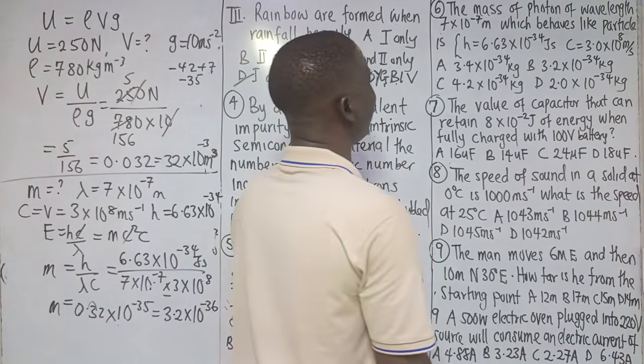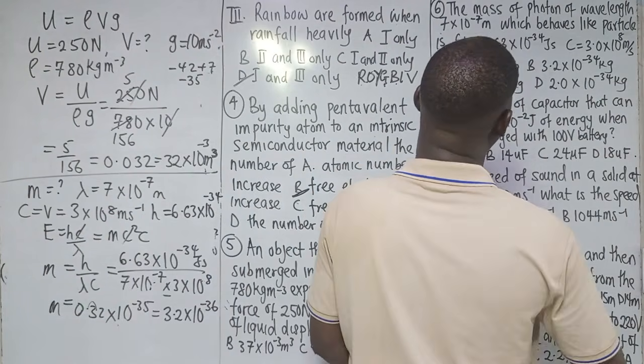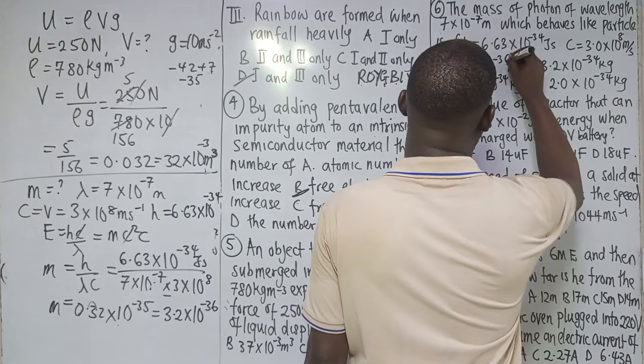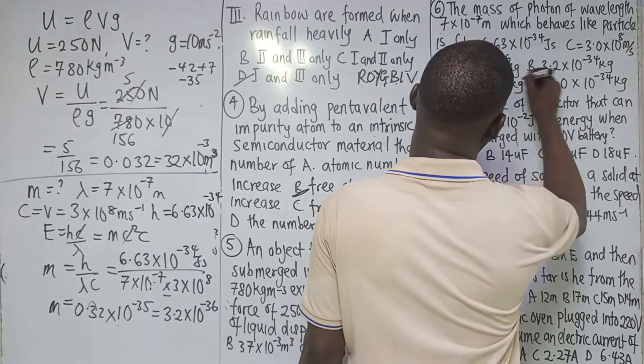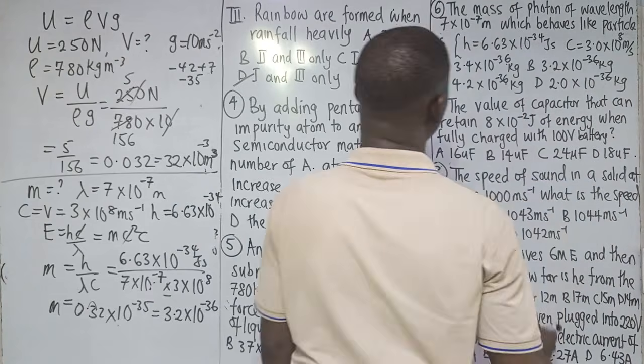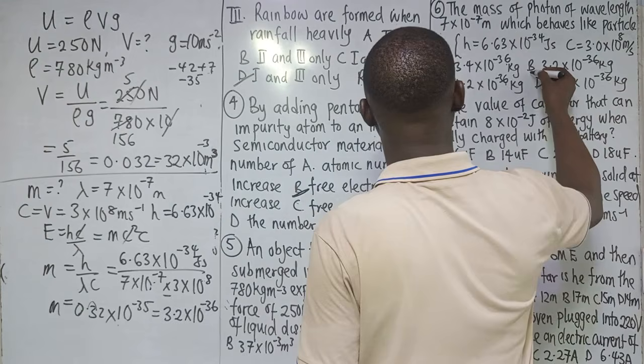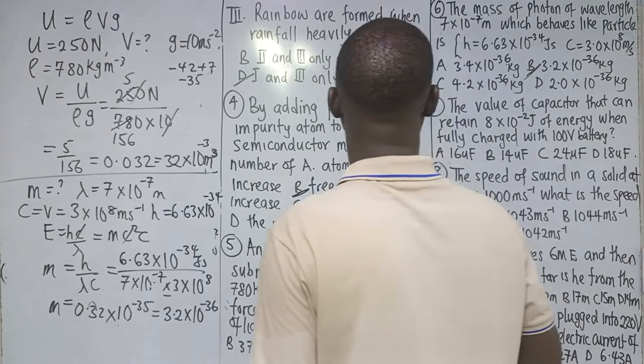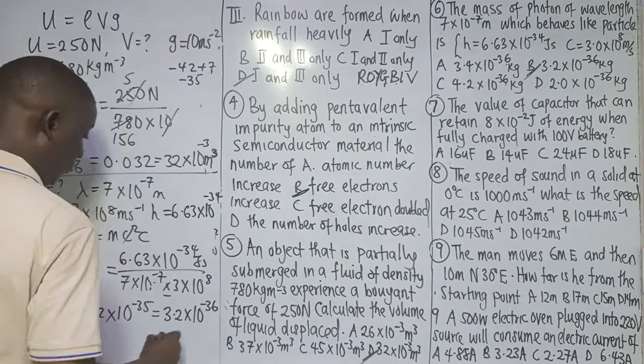So each one now we have, this was supposed to be 36 all round. Sorry, it's 36 all round. So in that case, the answer to that question will be this. Please don't forget, that will not be in kg.